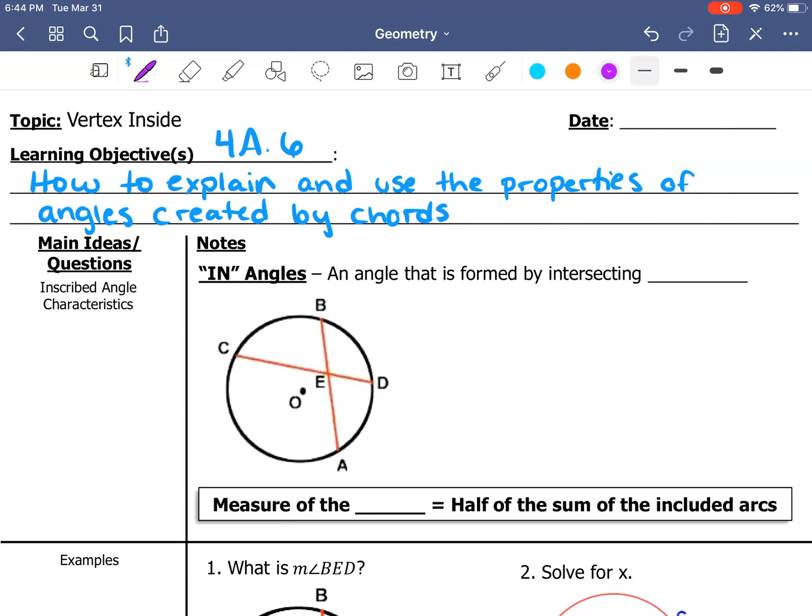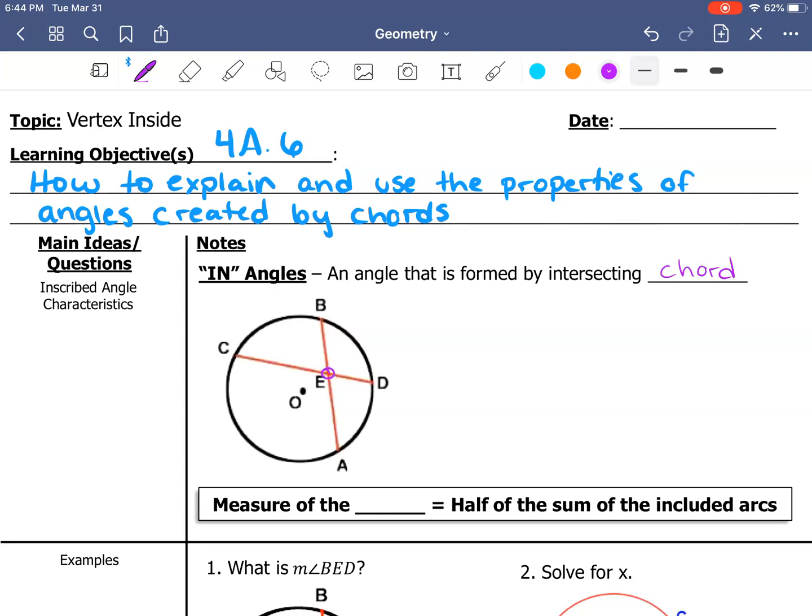Our sixth lesson from Unit 4A is how to explain and use the properties of angles created by chords. So we have learned two types of angles so far. We have central angles, whose vertex is at the center. We have inscribed angles, which means their vertex is on the circle. And now we have in angles. An in angle is formed by an intersecting chord.